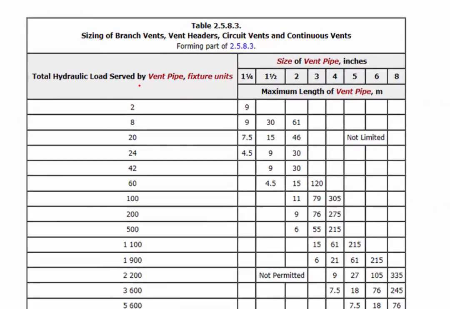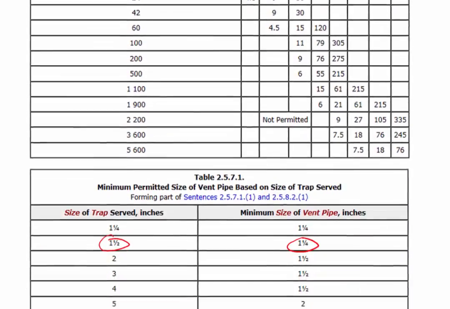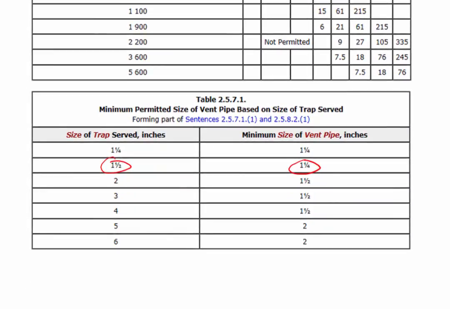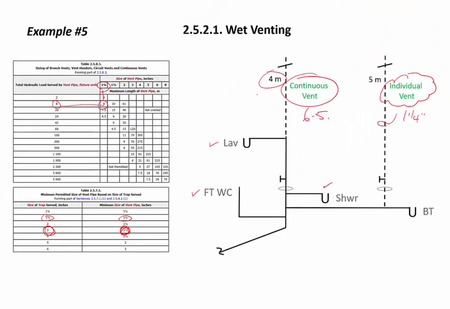So we look at load first, no more than 8 fixture units. No more than 9 meters, could be 1.25 inch. But again, we'd still say that the continuous vent is serving a 3-inch trap with the water closet, which would dictate a minimum 1.5 inch for that vent. So 1.5 inch for the continuous vent as it serves the water closet, and then 1.25 inch for the individual vent that serves the 1.5 inch bathtub.